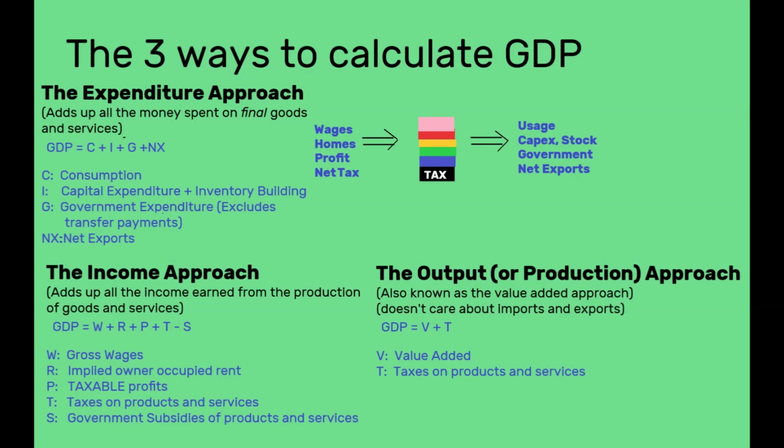This expenditure falls into the following categories: consumption, capital expenditure and net inventory building, government expenditure, and net exports. The money which government pays as benefits does not count as expenditure, but counts as a transfer payment.